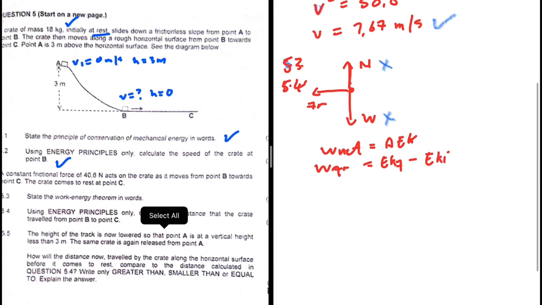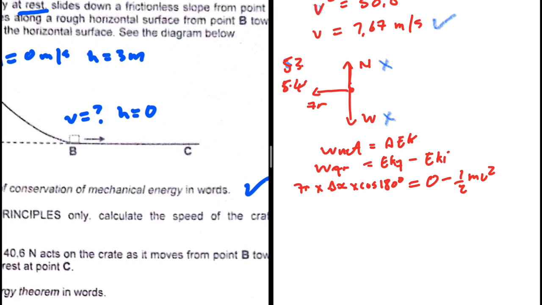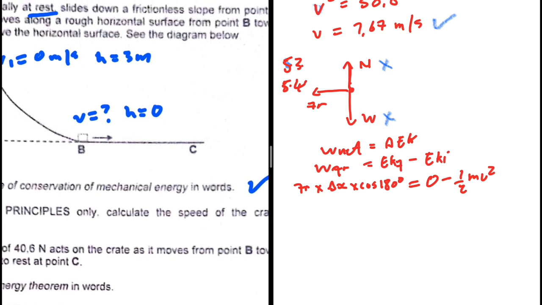So let's take a look. Work done by the frictional force will be Fr multiplied by delta x multiplied by cos of 180 degrees, right? And then this is going to be equal to the final kinetic energy. Well, it comes to rest, so we have 0 minus the initial kinetic energy, half mv squared. The initial at B, right? Because now we are only considering the motion from point B to point C. That is the part of the motion we are considering.